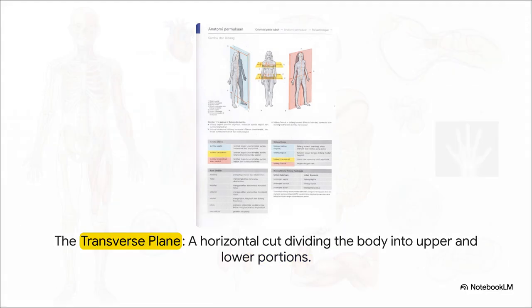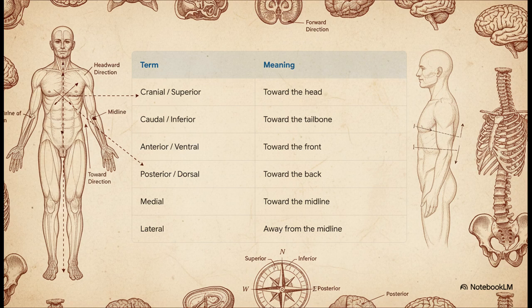And the last one, the transverse plane. This is the horizontal one. Yeah, it's basically the classic magician sawing a person in half trick. It cuts the body into a top part, which we call superior, and a bottom part, the inferior. So with these 3 planes, sagittal, frontal, and transverse, we've basically created a 3D grid system for the entire human body.